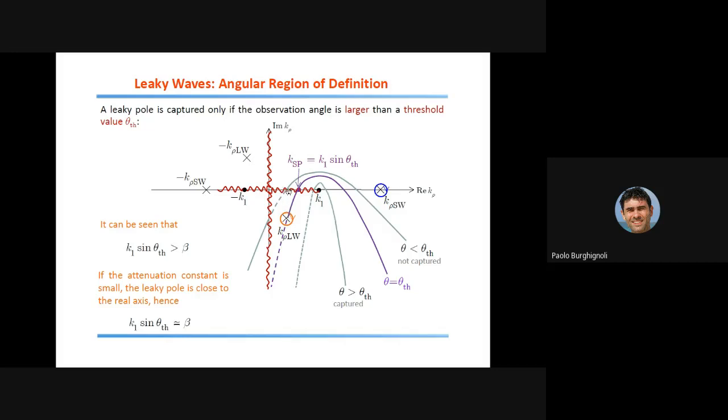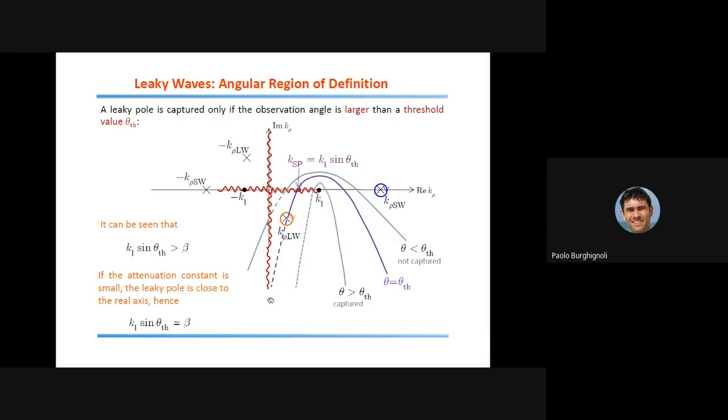As you can see easily in this figure, the saddle point is on the right of the pole when you are on the threshold angle. Now, if the attenuation constant is small, however, which is not the case in this picture, you should imagine that the pole is now very close to the real axis. If this occurs, then the pole and the threshold saddle point will be very close to each other, and therefore you may let k1 sin theta threshold be more or less equal to beta. Okay, this is a good approximation if alpha is negligible with respect to beta.